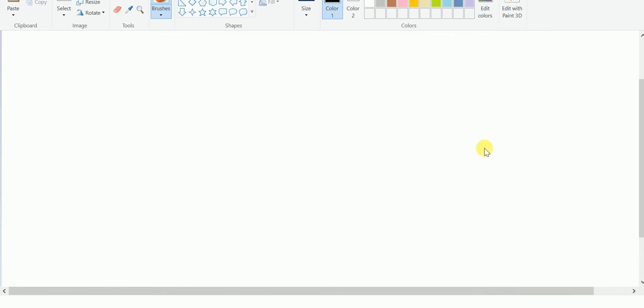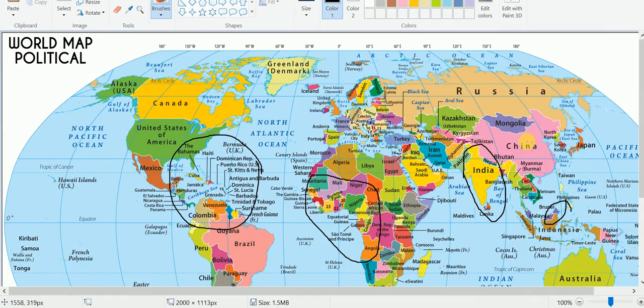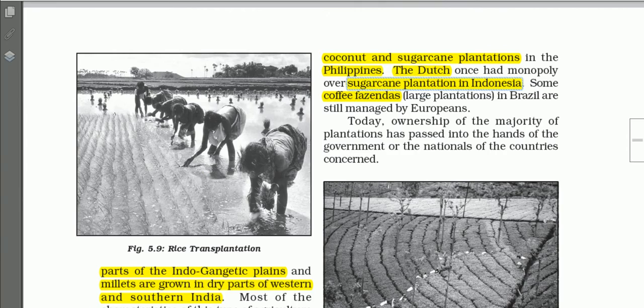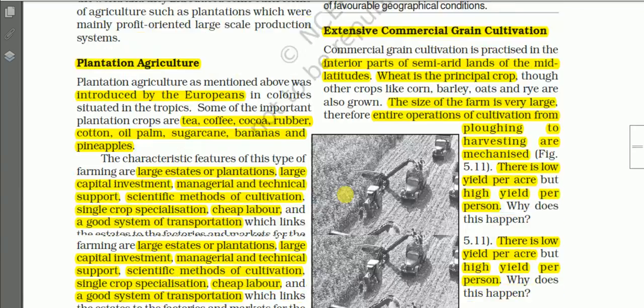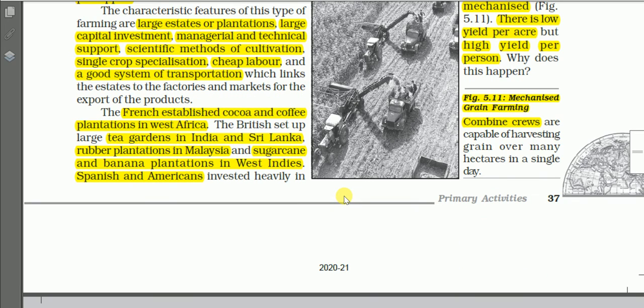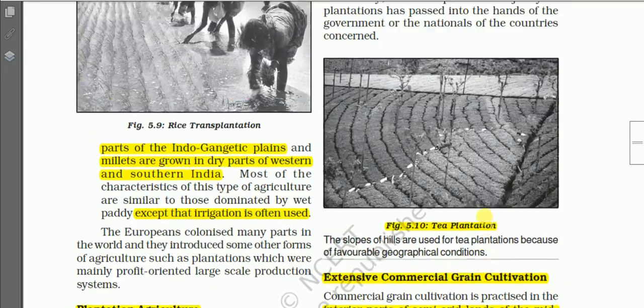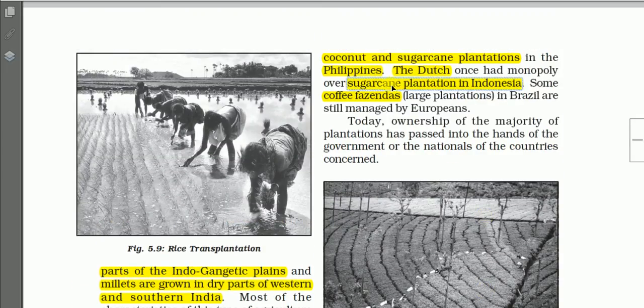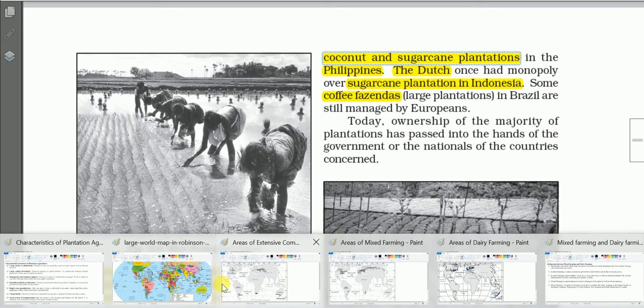So who invested heavily? The Americans and the Spanish invested heavily in coconut plantation, not coffee plantation. Coconut and sugarcane plantation in the Philippines. So the Philippines is here.